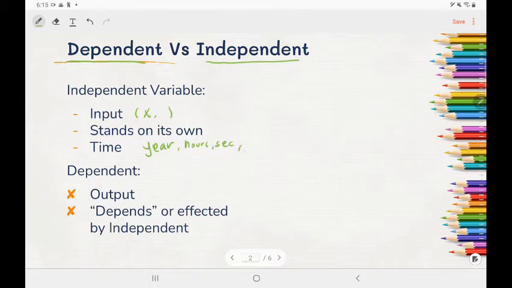Other types of independent variables include items that I'm going to buy. That is something that is chosen by the experimenter, and it stands on its own. How much you're going to buy affects the cost, and the cost would be dependent. The dependent variable is the output or the y variable. It depends on or is affected by the independent variable. So the cost is affected by how many packages of Oreos I choose to buy.